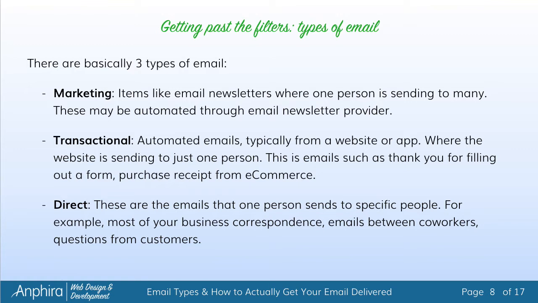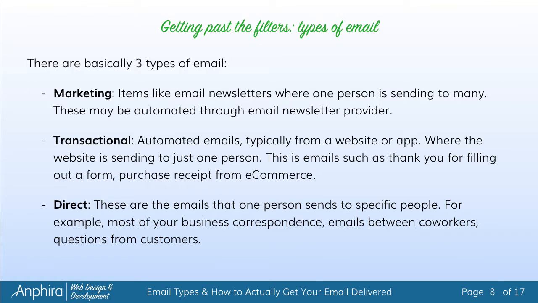In order to understand how to get past the filters, we need to look at the different types of email that need to get through the filters. There are generally 3 types of email. The first is marketing. Marketing are emails like newsletters, where one person is sending to a group of many people. These are frequently automated through an email newsletter provider.